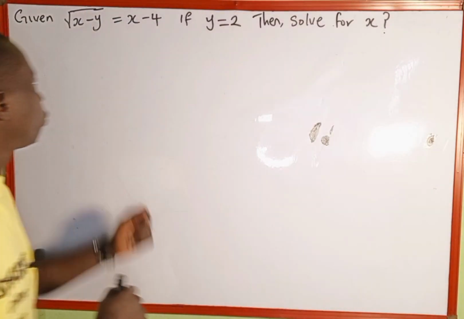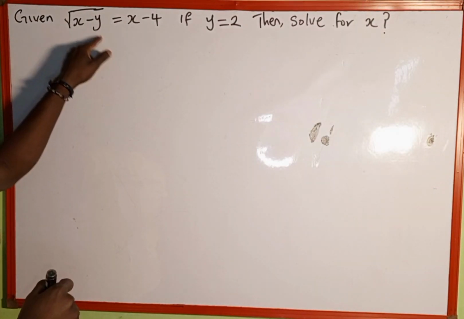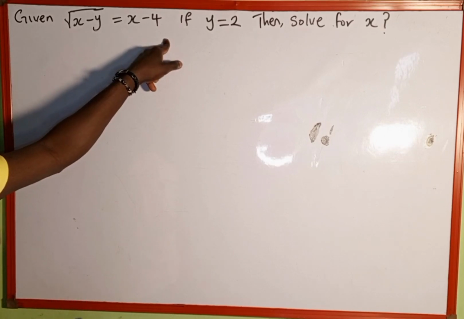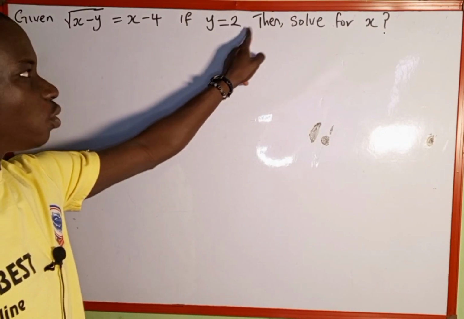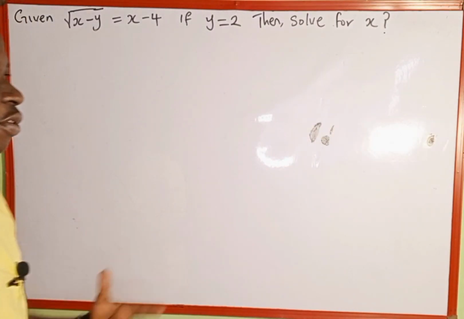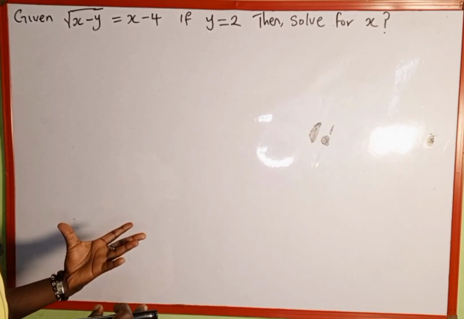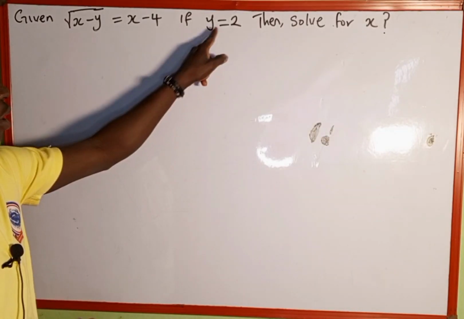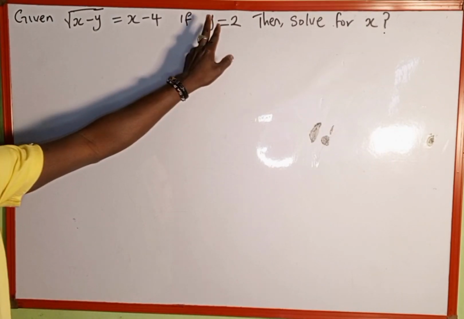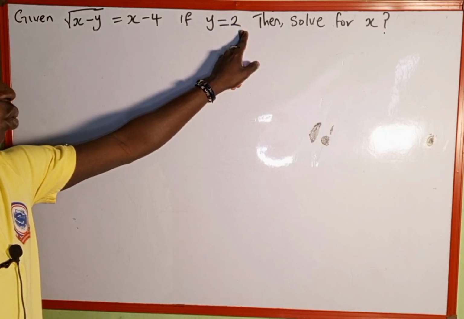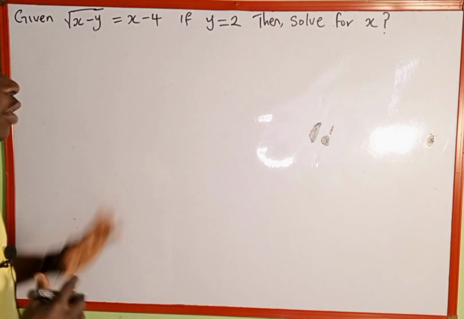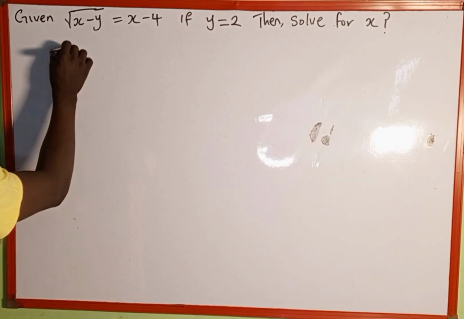The question on the board read: given root of x minus y is equal to x minus 4, if y is equal to 2, then solve for the value of x from this radical equation. So this is going to be very easy because first of all, we are going to do direct substitution. Anywhere we see y, we replace this as 2, then we solve for the value of x from the radical equation. So the given equation is what?